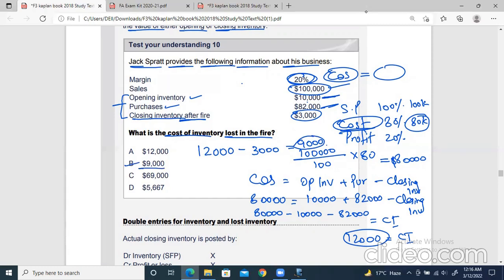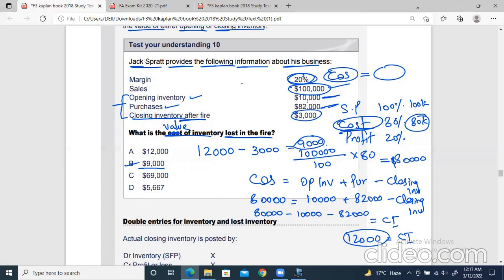The cost of inventory, sorry, is not the closing inventory. Basically, it's just asking for the inventory that was lost in the fire, the value of inventory lost in the fire. Cost is just what we value the inventory on. We just ignore this word cost and call it the value of inventory lost in fire. What was the monetary value, the dollar value, of the inventory lost in fire? That is $9,000.